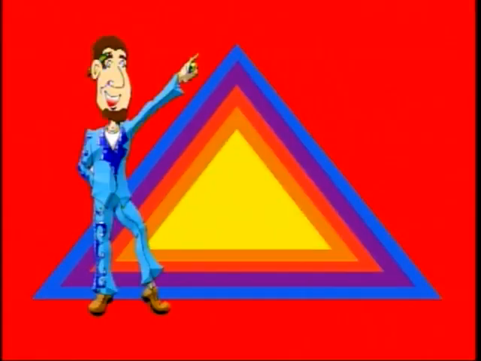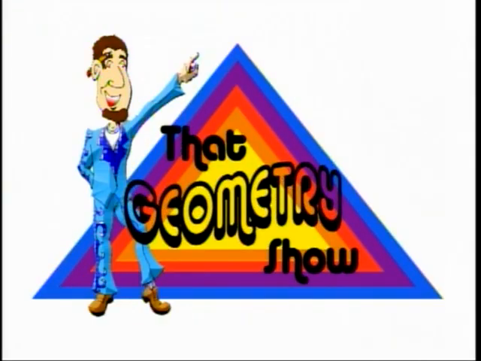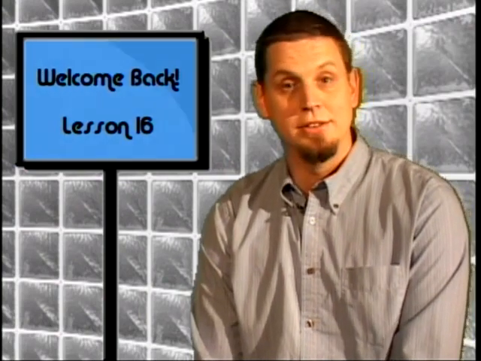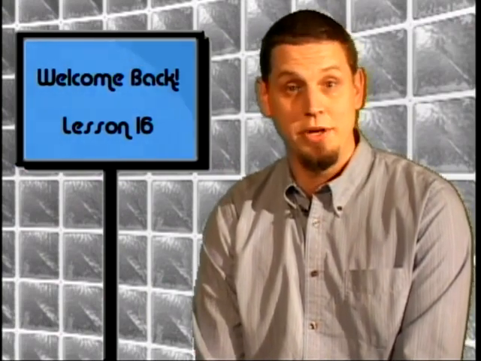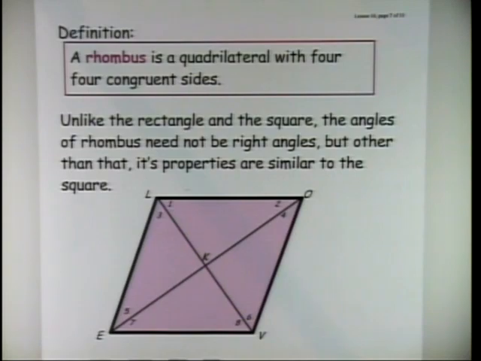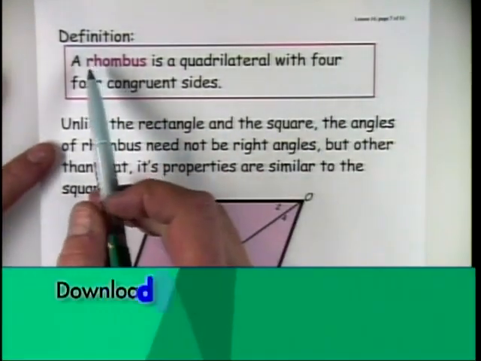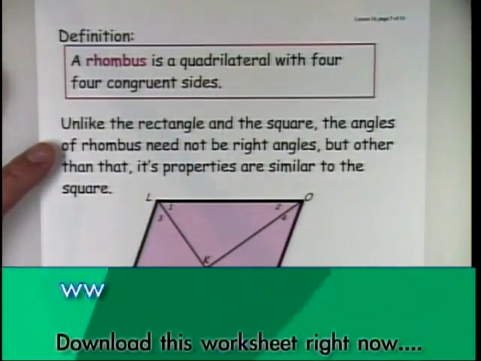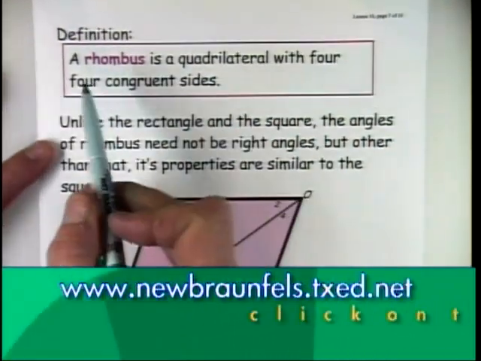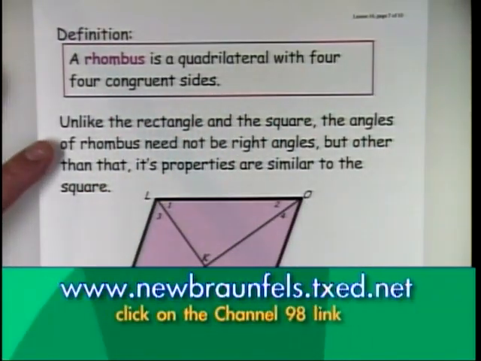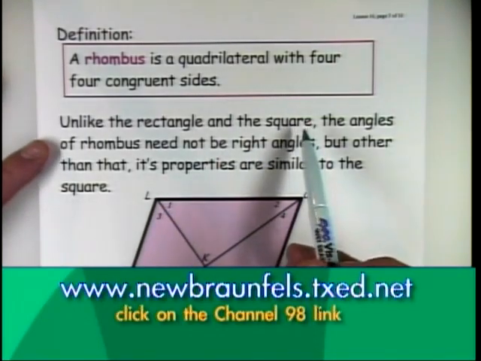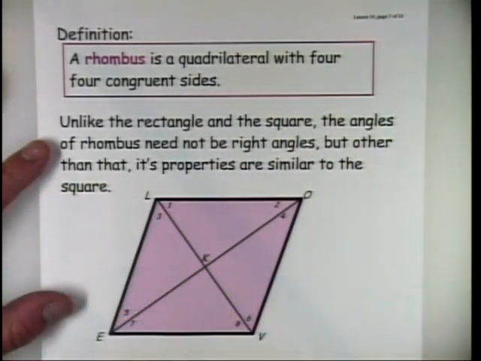Welcome back. Let's get on to those rhombi, shall we? Okay, the last special parallelogram of the day is the rhombus. Nice word, rhombus. A rhombus is a quadrilateral, of course. It has 4 sides, and it has 4 congruent sides. So unlike the rectangle and the square, the angles of a rhombus need not be right angles.